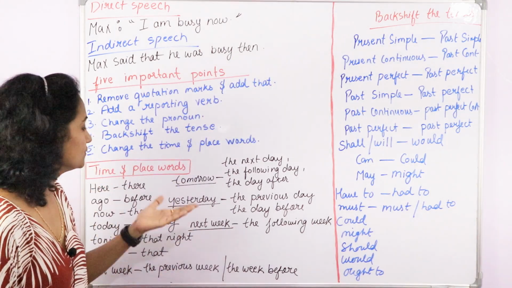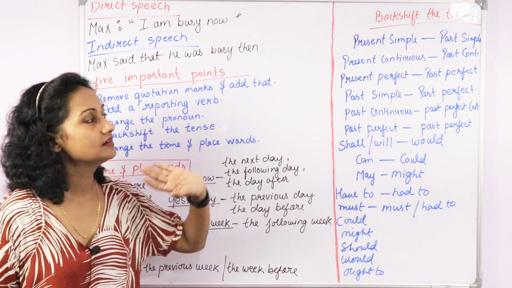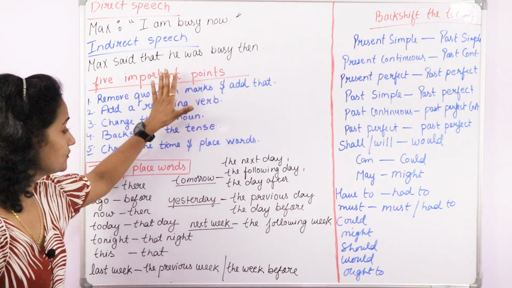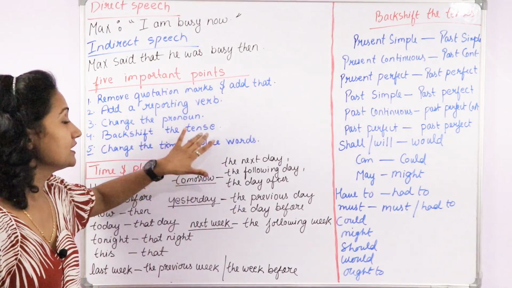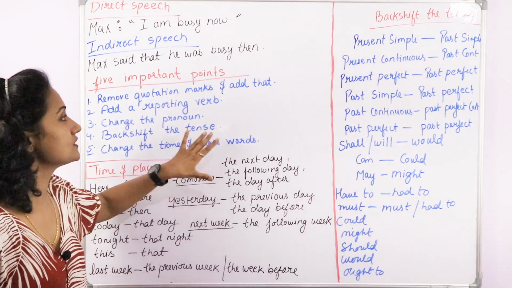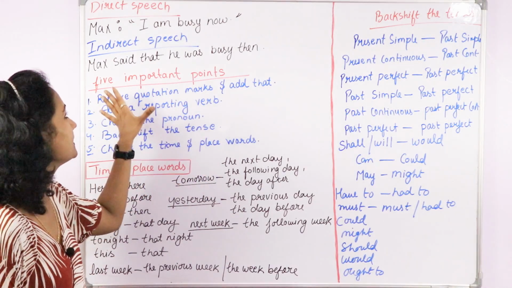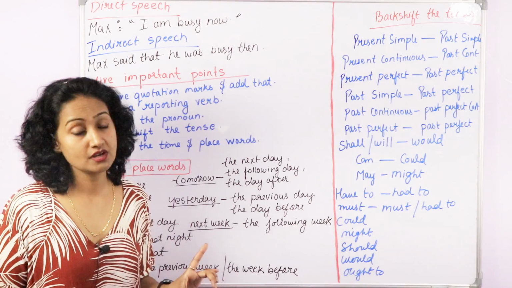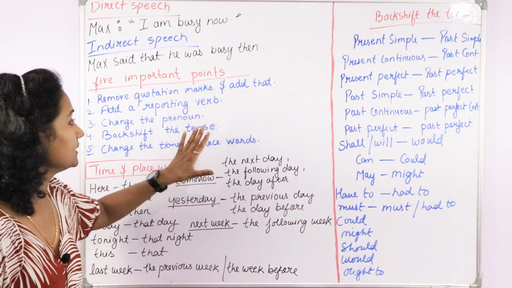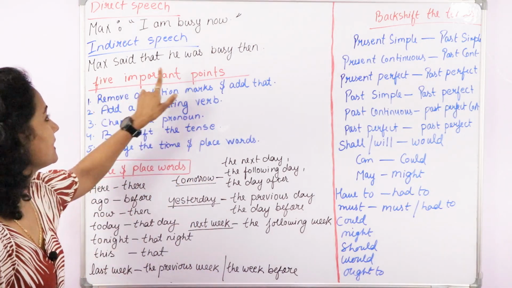Okay, so I will give you time and place words and the tenses also. So I hope you have understood these 5 points. So these are the 5 changes that you have to make while making an indirect speech. Don't forget to do that. Okay, so these 5 changes, I have done that.